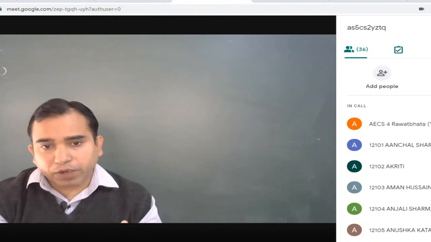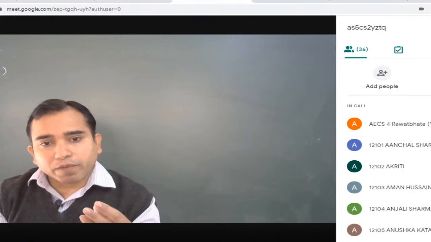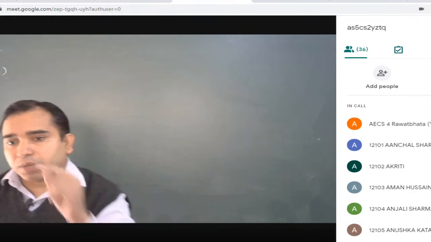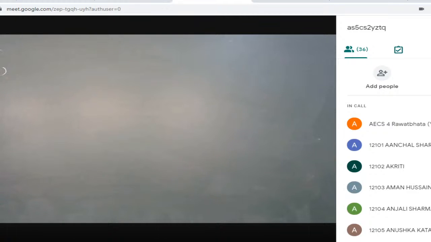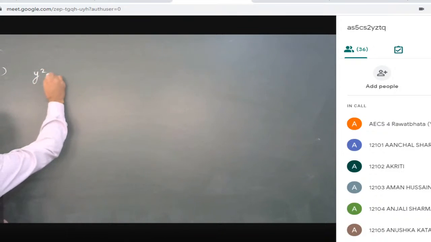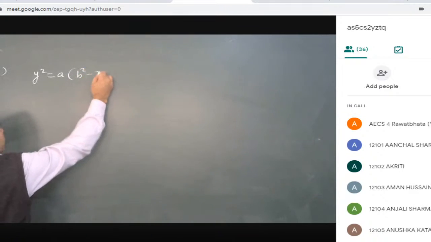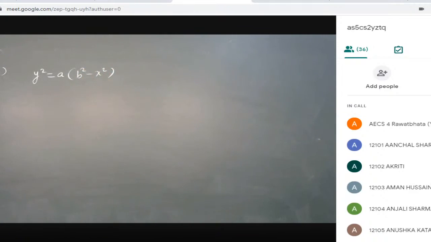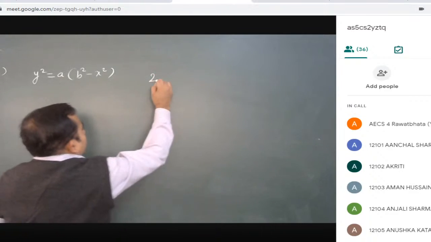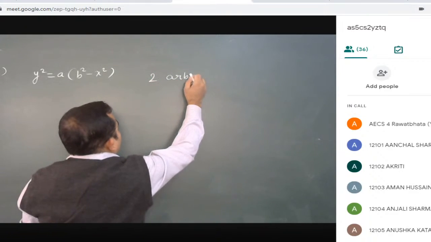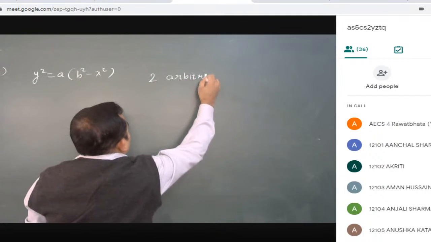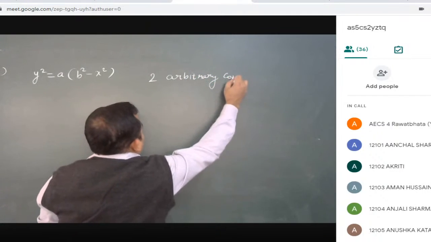What is that? The question is common for all the functions. We have to create a differential equation. Yes, Aman. Question number 2 is y square is equal to a bracket b square minus x square. Right. So how many arbitrary constants does it contain? 2 arbitrary constants. I have to differentiate 2 times. Let us see how to do it.